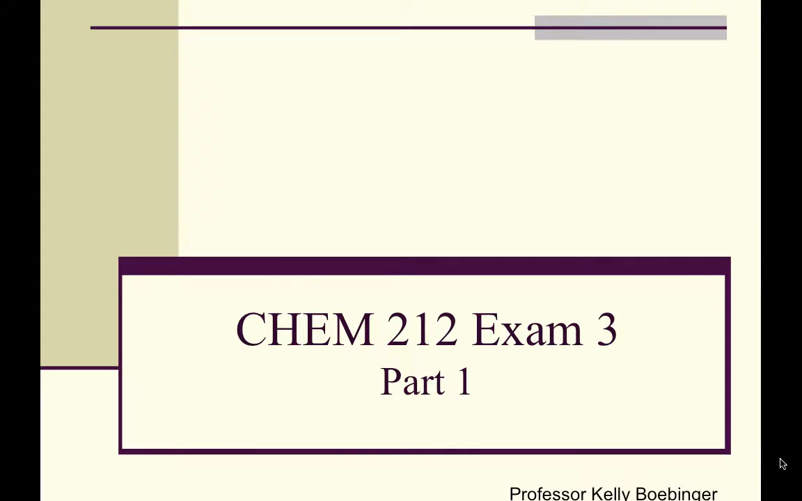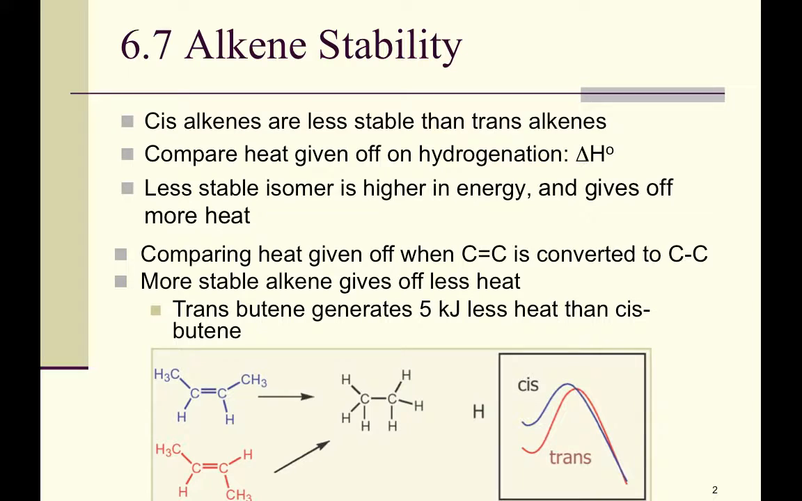Organic Chemistry, Chem 212, Exam 3 Material, Part 1. Alkene Stability. They have found that cis-alkenes are less stable than trans-alkenes. This is through a comparison of the heat given off during a hydrogenation. The less stable isomer is higher in energy and gives off more heat.